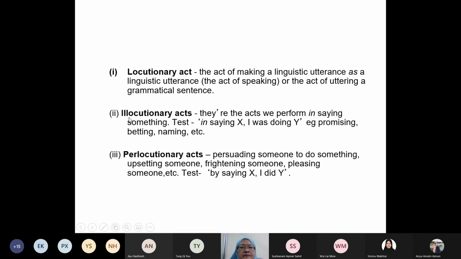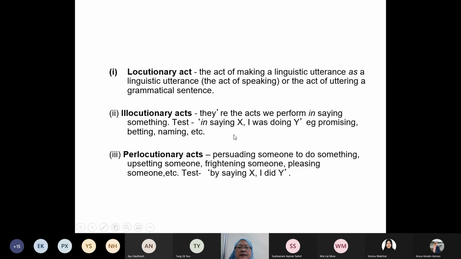Illocutionary acts, I-L-L, illocutionary acts, they are the acts we perform in saying something. Like locutionary just now is just saying something, and then illocutionary acts, which is in saying X I was doing Y. So in saying this I was promising, in saying this I was betting, in saying this I was naming. So kalau promising, I say I promise that I will clean my room next week, let's say. So in saying this, I'm actually saying something, but I'm also giving a promise.